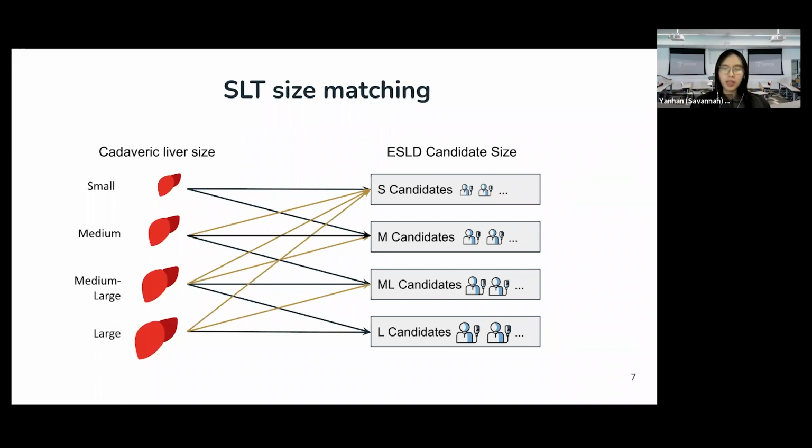With SLT, smaller candidates have increased access to liver transplants. And note that we don't want to overdo SLT so that large candidates have significantly reduced access to transplants. Our goal here is to reduce disparity, but not to create new disparity.